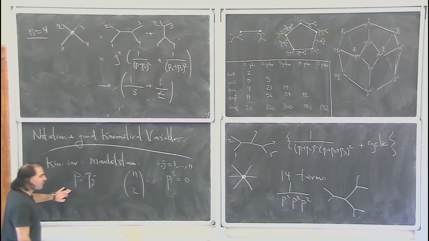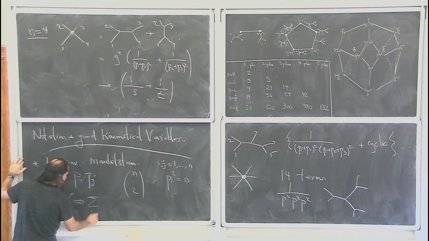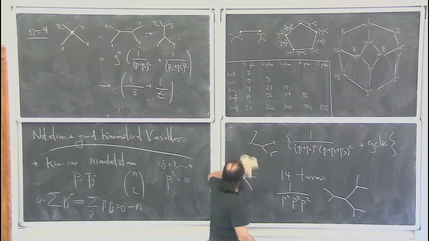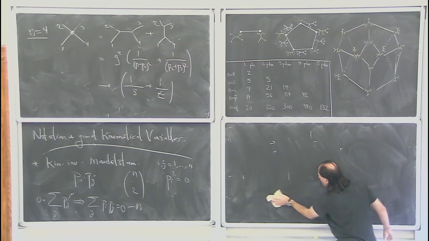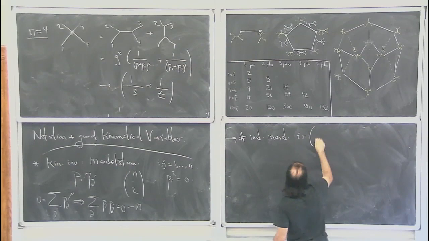But of course, there's momentum conservation, right? Momentum conservation says that the sum of pj mu equals 0, which implies that the sum over j of pi dot pj is equal to 0. So there are n constraints from momentum conservation, and the number of independent Mandelstam variables is n choose 2 minus n.